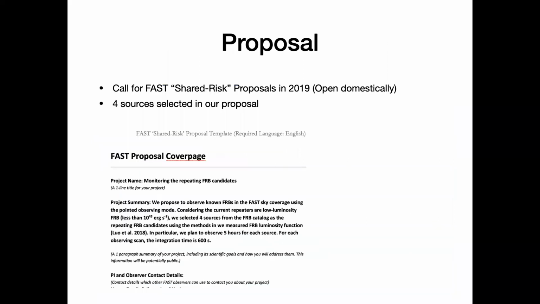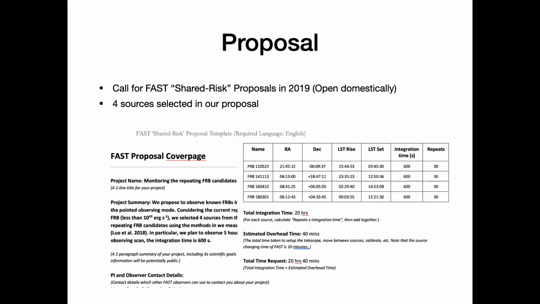And here's a proposal. Even though FAST claims that it will be open to astronomers worldwide next year, last year it was still in commissioning, and this shared risk proposal was only open to domestic astronomers. When I was a PhD student there, I wrote such a proposal for a handful of repeating candidates, a handful of repeaters in the known sample. I selected four sources here, from Green Bank, Arecibo, Effelsberg, and Parkes.